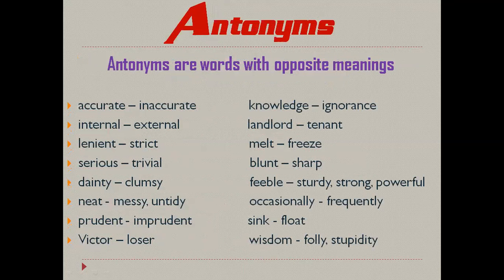The next one is antonyms. Antonyms are the quite opposite words to the given word. For example, see here: accurate, inaccurate; knowledge, ignorance; landlord, tenant; internal and external; lenient, strict; melt, freeze; blunt, short. So we are all observing some antonyms here.